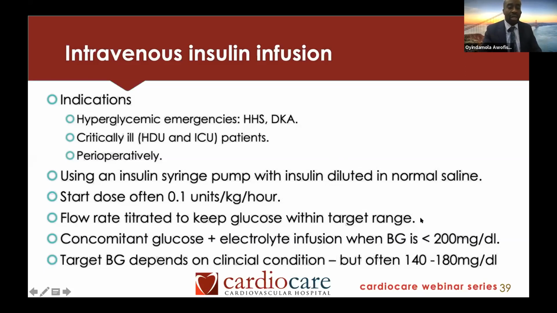Okay, so the target blood glucose depends on the clinical condition, but oftentimes the target is between 140 and 180 milligrams per dL. In some conditions, you can aim as low as 110, but usually we should not aim less than 110 because studies have shown this to cause more harm than good.